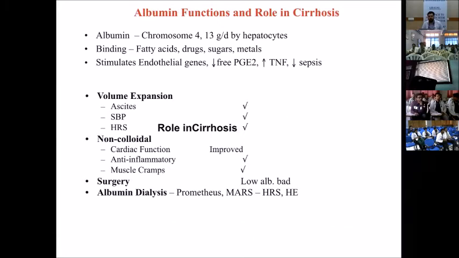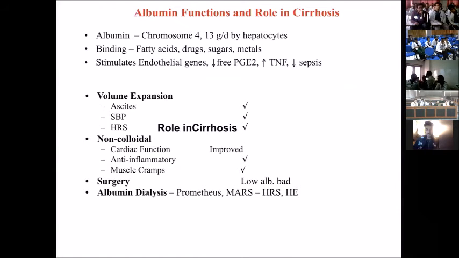This summarizes the role of albumin and its role in cirrhosis. As I've told, it is synthesized on chromosome 4, and usually secretion is around 13 to 25 gram per day. It binds multiple fatty acids, drugs, sugars, metals, bilirubin, and stimulates the endothelium, and plays a role in immune modulation by decreasing the interleukins and tumor necrosis factor.